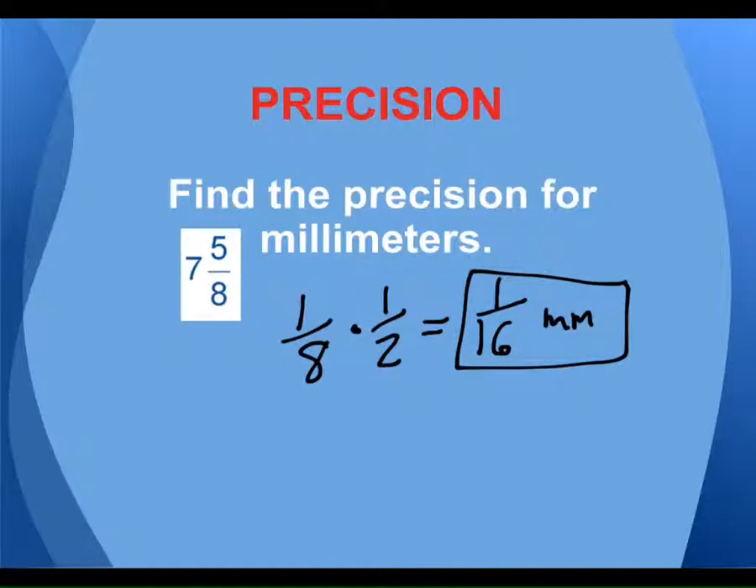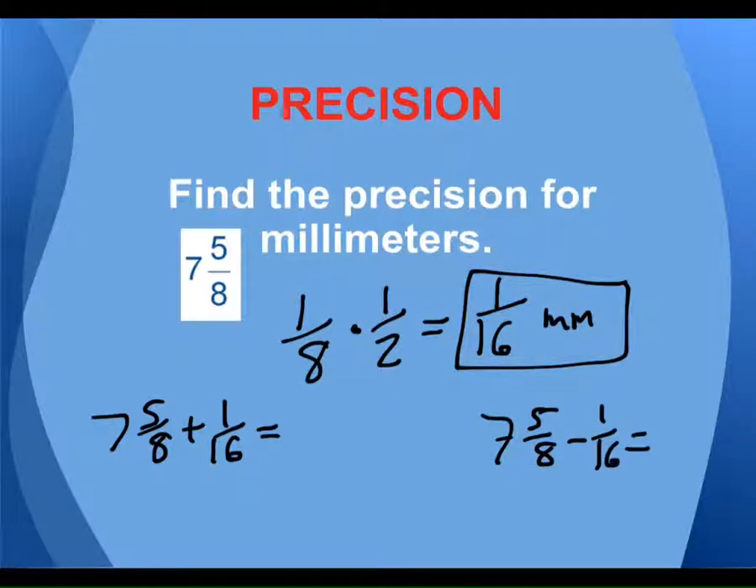If I wanted to find the range that it's precise within, it didn't ask me that. It just told me to find the precision. That's the precision. That's how precise it is. If I wanted to find the range that it's precise within, I would take 7 5/8 plus 1/16. That would be the maximum. And 7 5/8 minus 1/16. And that would be the minimum. You would just say it's precise from this to this. So no, it doesn't matter which one comes first.